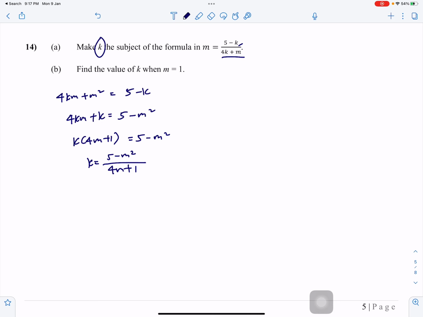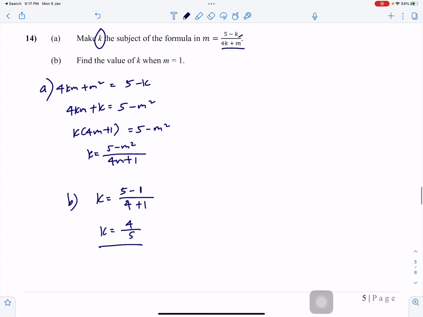Find the value of k when k is equal to 1. So 5 minus 1 over 4 minus 4 plus 1. So k is equal to 4 over 5. That's part B. Okay, that's question number 14. All right, moving right along, let's move on to question number 15.